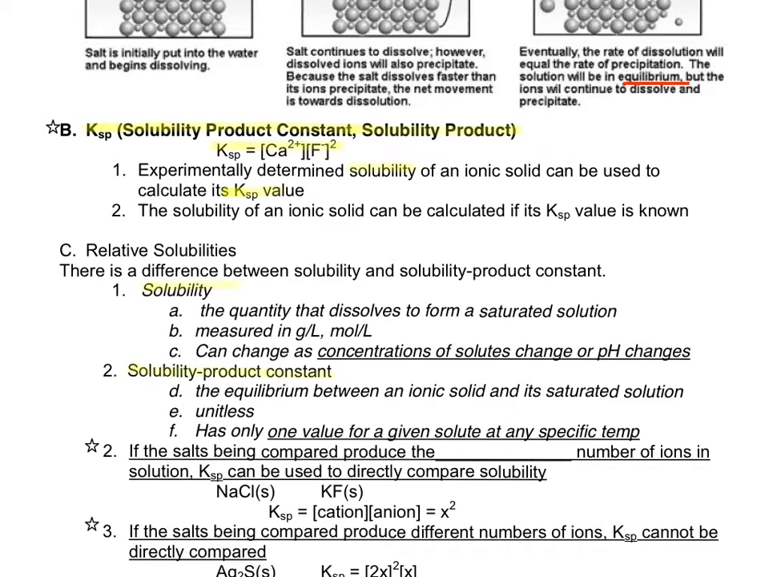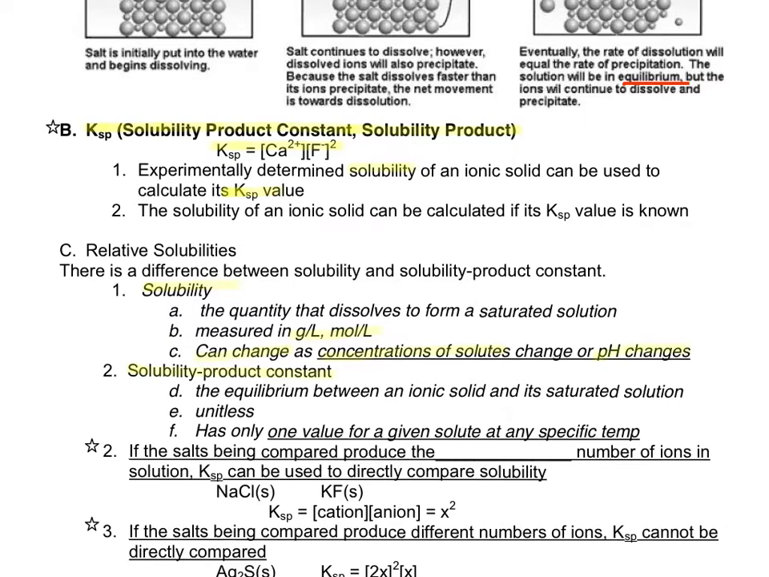Solubility is how much you can dissolve into a solution before it becomes saturated. It's measured in grams per liter or grams per mole, and it can change. It can change if you change the concentration of the solute. It can change if you change the pH, which we're going to look at in the next section.